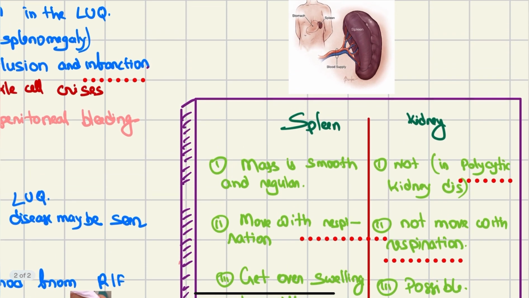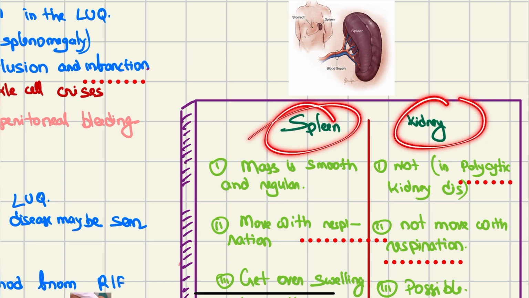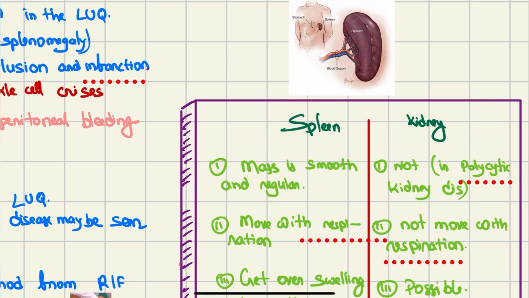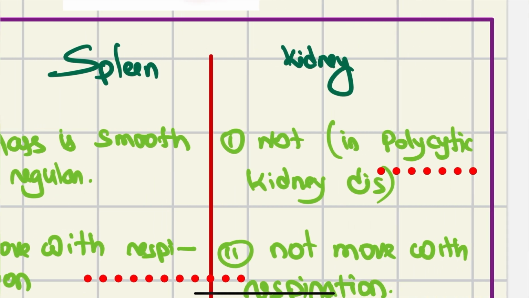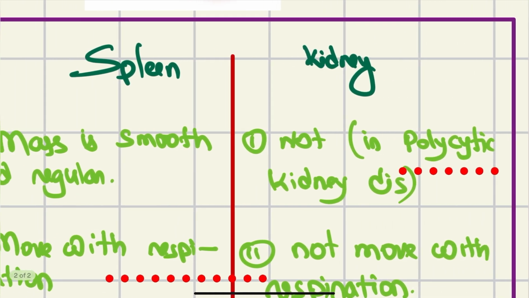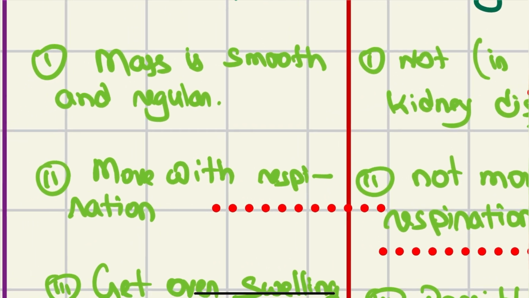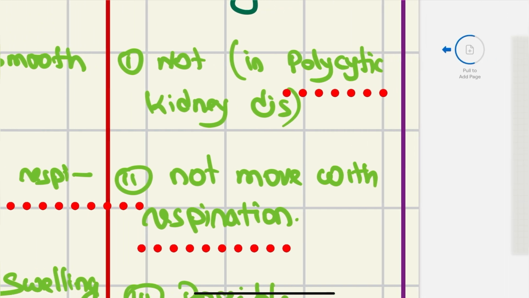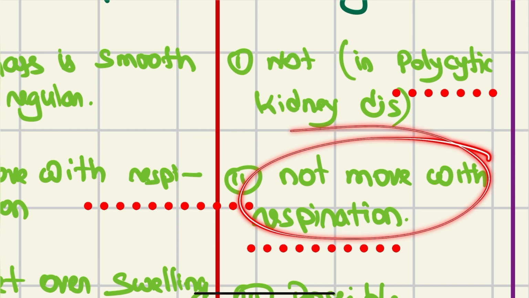One of the important things is to differentiate splenomegaly from enlargement of the kidney. Generally, in splenomegaly, the spleen is smooth and regular, but it may not be smooth and regular in enlargement of the kidney when the enlargement occurs due to polycystic kidney disease. Generally, the spleen moves with respiration, but the kidney, because it is a retroperitoneal structure, does not move with respiration.